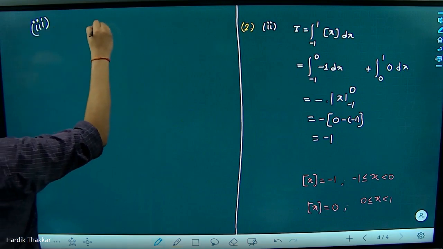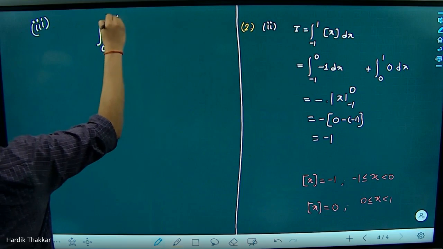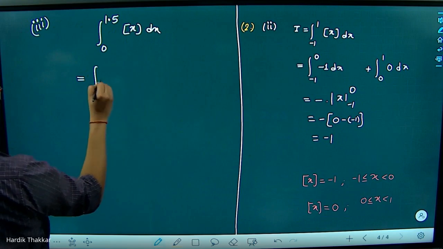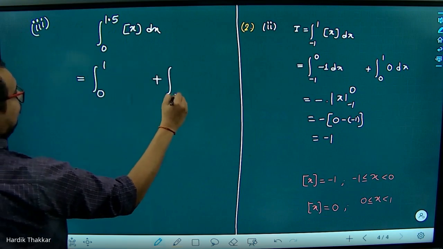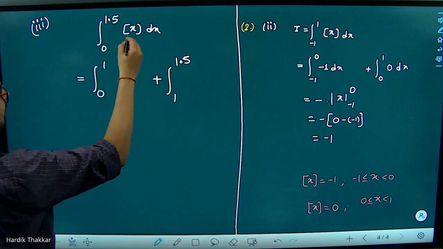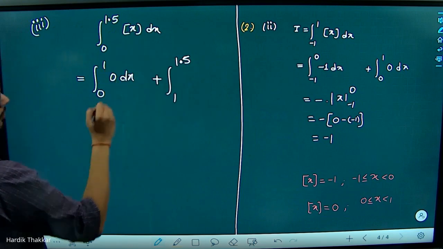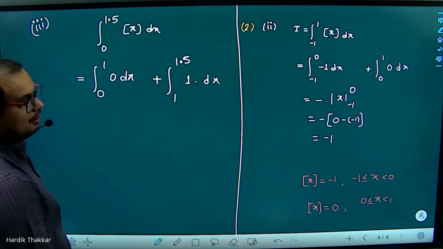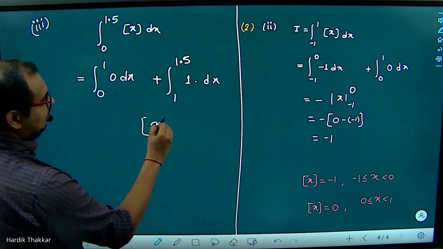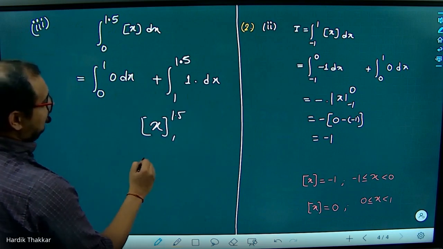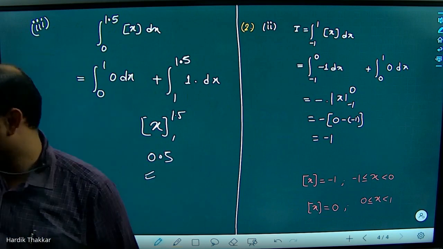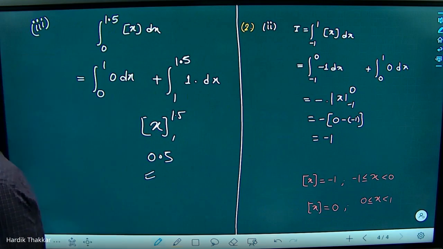So the integral from 0 to 1.5 of greatest integer x dx. First we have broken this complete integral into two parts like this. For the first part, we have to write 0 in place of the greatest integer. And for the next part, we have to write 1 in place of this. Correct? So it will be x, with the limit from 1 to 1.5, upper limit minus lower limit. So we will get 0.5. Correct? Shall we clear? Okay. Now solve question number 4.